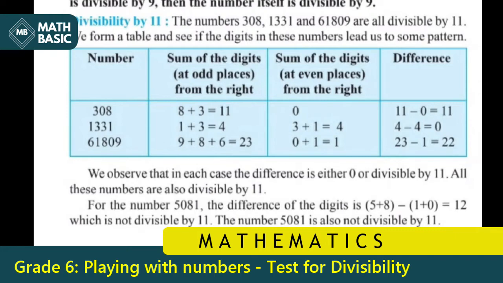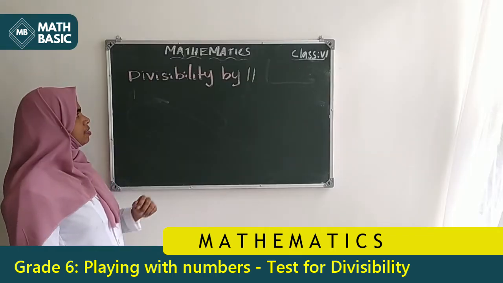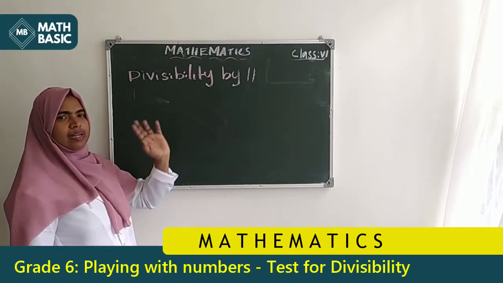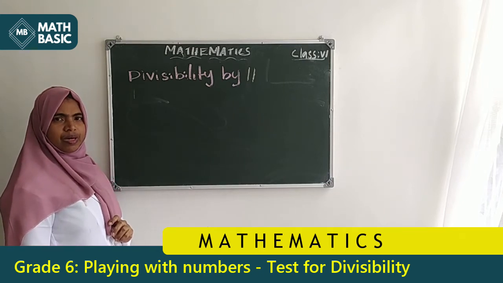Divisibility by 11. Find the difference between the sum of the digits at odd places and the sum of the digits at even places. If the difference is either 0 or divisible by 11, then the number is divisible by 11. Next, divisibility by 11. How to check it?